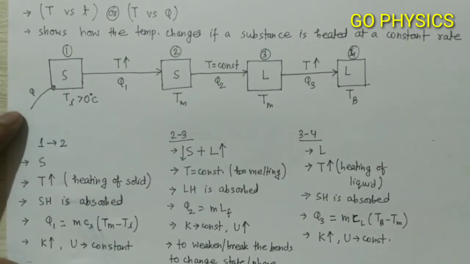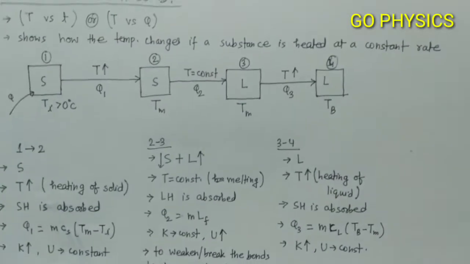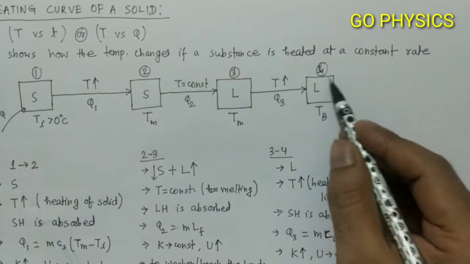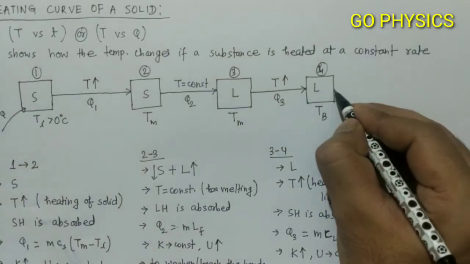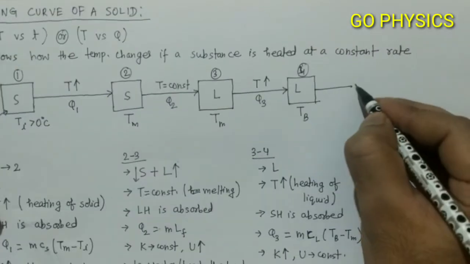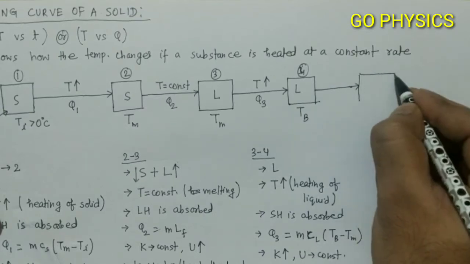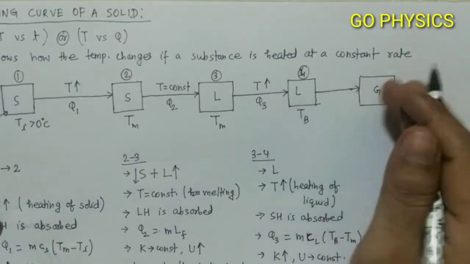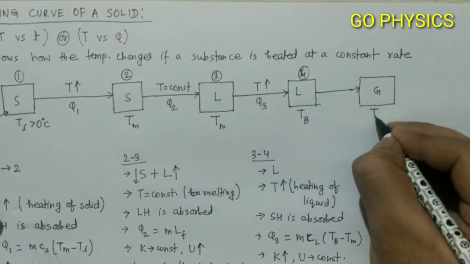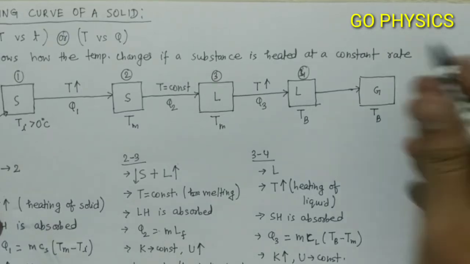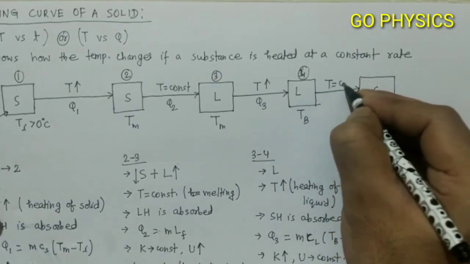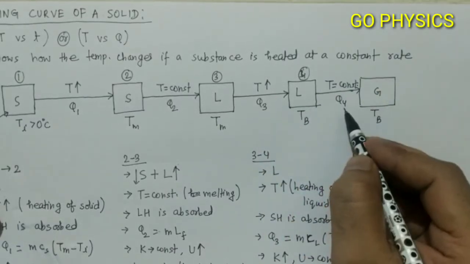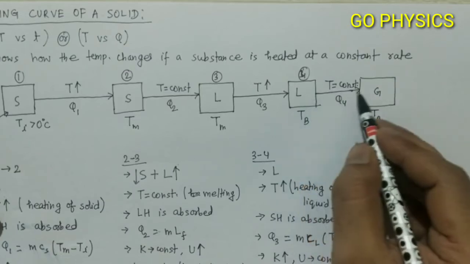Now since the heat is continuously supplied to the system, what will happen? The liquid will now get vaporized into gas. And since it is a phase change process, temperature of the system will not change. It will still remain at temperature Tb. So temperature will remain constant, and let us suppose Q4 amount of heat is absorbed by the liquid to get converted into equivalent amount of gas.